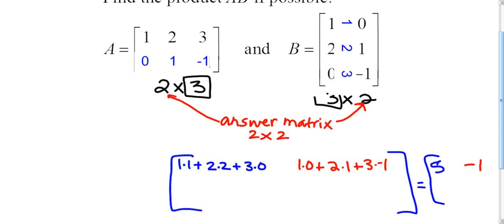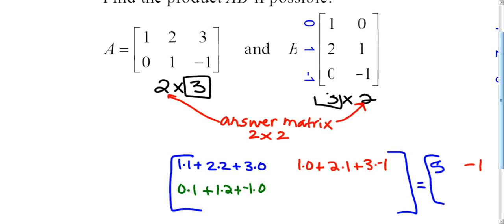If there was another column, I would move it over to the next column and multiply, but there's not. So I'm done with the top row. I've done it through that whole thing. I'm just going to scoot it out to the side so I can ignore it. I've exhausted my options with row number 1. Now I'm going to go to row number 2. I'm going to think of turning it on its side, moving it over here, and multiplying it by the first column. So I'm going to go 0 times 1 plus 1 times 2 plus negative 1 times 0.